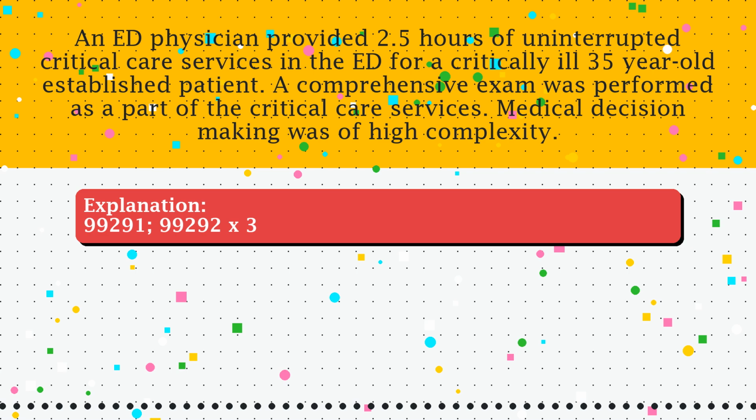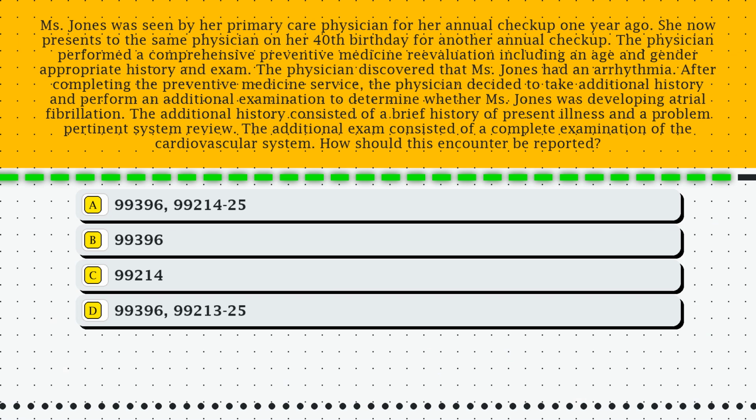Question 100. Ms. Jones was seen by her primary care physician for her annual checkup 1 year ago. She now presents to the same physician on her 40th birthday for another annual checkup. The physician performed a comprehensive preventive medicine re-evaluation including an age and gender-appropriate history and exam. The physician discovered that Ms. Jones had an arrhythmia.